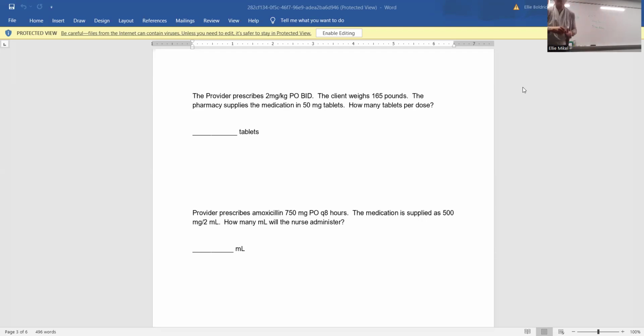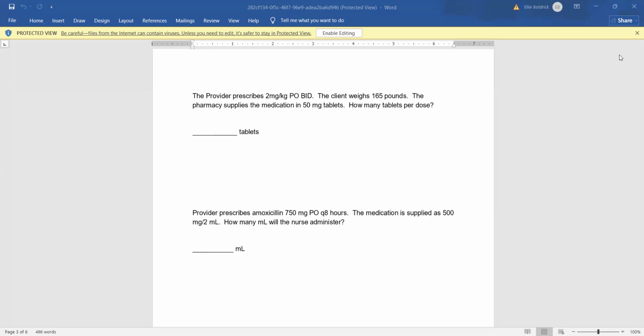Okay, so just as we've done before, when it comes to these medications based on weight, our first step is, again, to first convert our patient's weight into kilograms. So 165 divided by 2.2 is 75. So there's 75 kilograms. They need 75 times 2 to see what their ordered dose is. So that means their ordered dose is 150 milligrams.